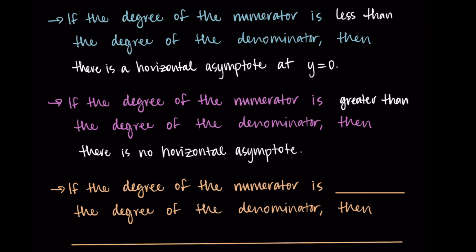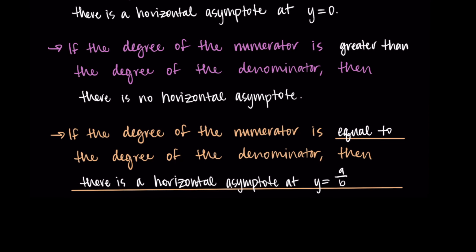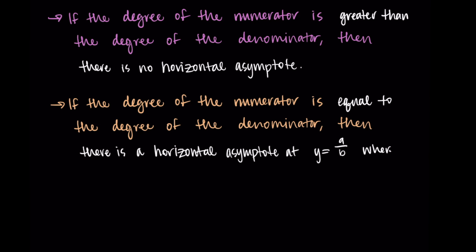And lastly, if the degree of the numerator is equal to the degree of the denominator, then there is a horizontal asymptote at y equals a over b. And specifically, those a and b are the leading coefficients of the polynomials. So the asymptote is at y equals a over b. All right, so those are our rules for horizontal asymptotes and a little bit about why they are the way they are. We'll do some examples in a later video.